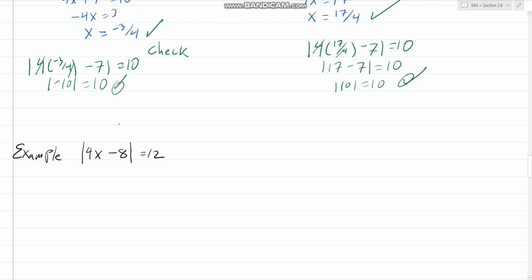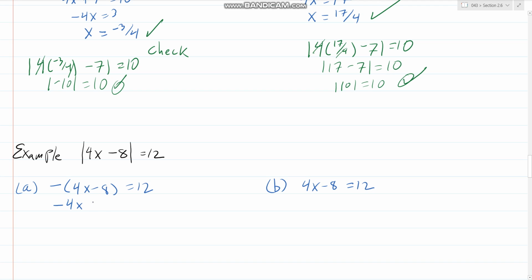All right, let's look at this next example. We have the absolute value of 4x minus 8 equals 12. Well, let's take both cases. I'm going to switch colors, but let's do it. So take both cases. Case A might be, what if it was negative on the inside and then the absolute value made it positive? Case B might be positive all along.